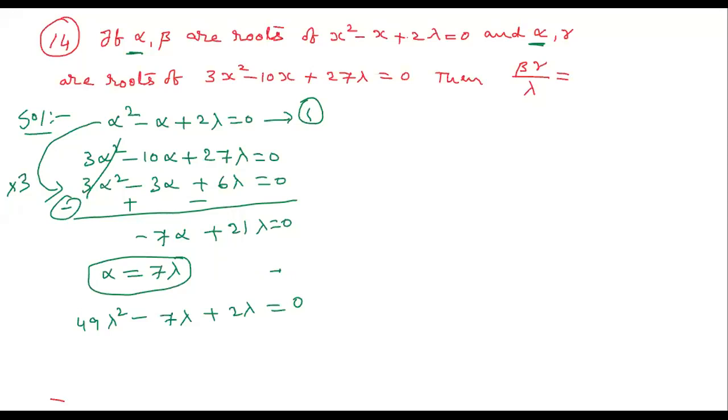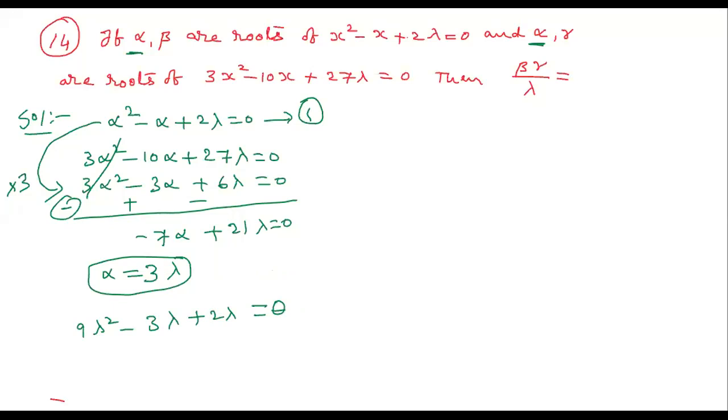Here, see the small correction. Now here 7 3s are 21. So alpha is equal to 3 lambda, not 7 lambda. Now substitute in the first equation, we get 9 lambda square minus 3 lambda. Now we are substituting the alpha value, right? Correct. Plus 2 lambda, that is equal to 0.